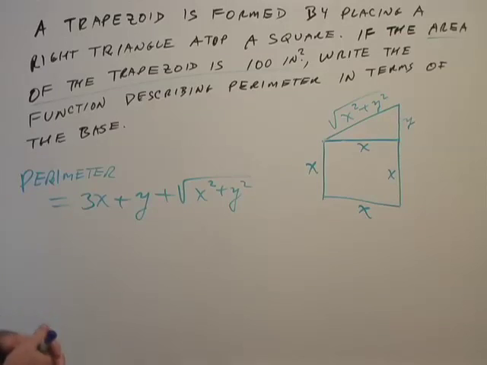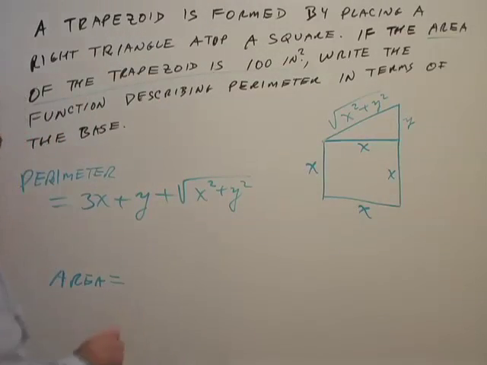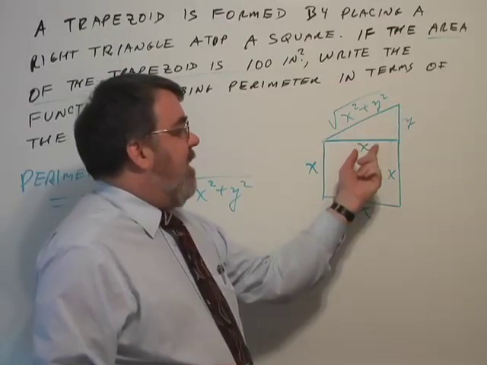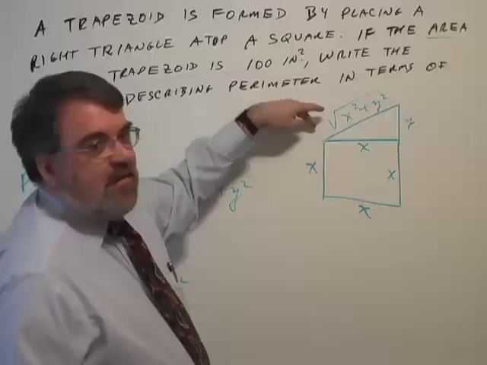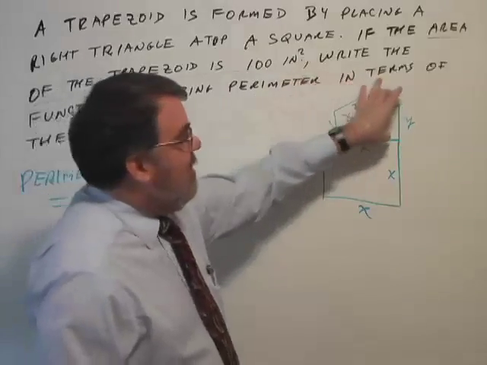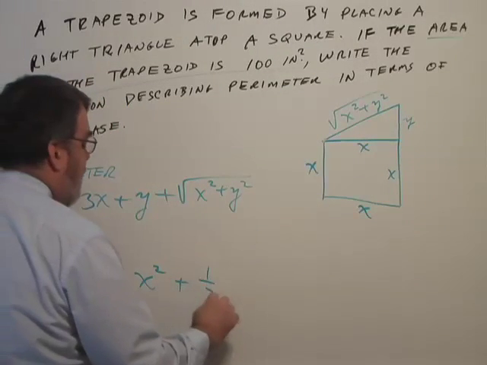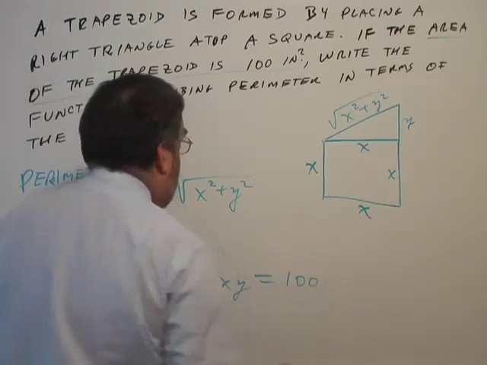Alright, so let's investigate that. Now, the area of the trapezoid is going to be what? The area would be the area of the square, which would be x times x, or x squared, plus the area of a triangle, which is 1/2 base times height. It's very easy to see that because if I took this triangle and just stuck another copy on top, I'd have a little rectangle. And that area is x times y, so half of that will be my triangle. So 1/2 x times y. And the area we know is equal to 100 square inches.